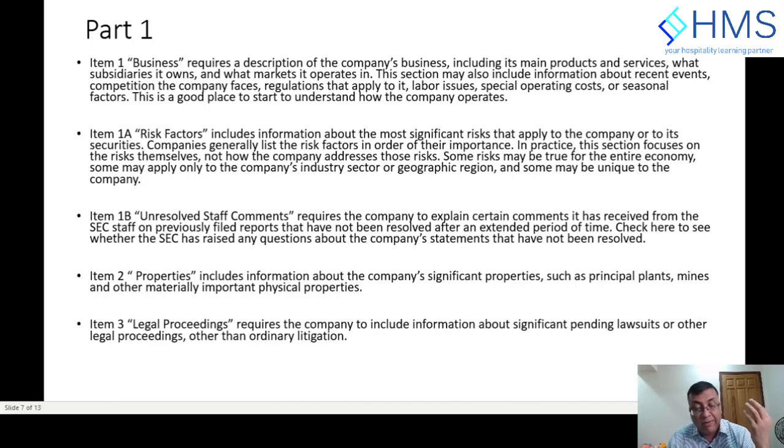And then you have legal proceedings. If the company is facing anything legal, related to pending lawsuits or legal proceedings, it is usually not ordinary litigation but significant pending lawsuits which can risk the company's existence, can cause the financial statements to show a loss, or can alter the opinion of the people who are going to invest.